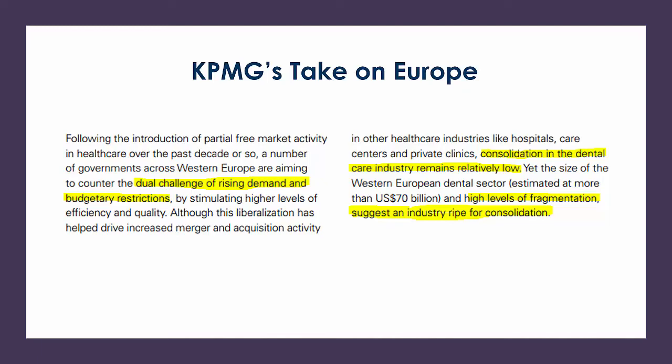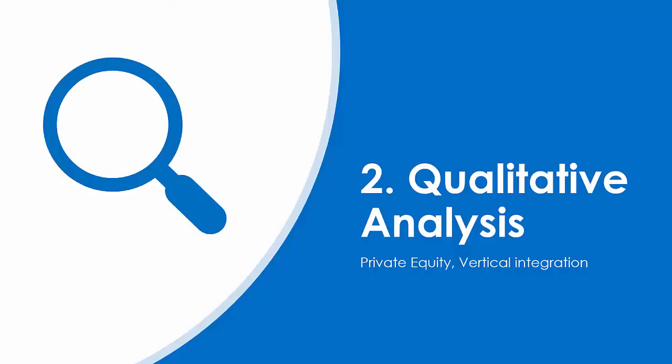Yet the size of the Western European dental sector, estimated at more than $70 billion US, and high levels of fragmentation suggest an industry that is ripe for consolidation. So there's high fragmentation, but it is a large market, and if that consolidation can take place, as we'll see later on, there are a lot of gains potentially that can be made by those more shrewd and fast-moving, nascent developing chains in this context.